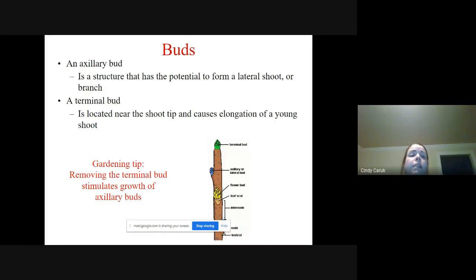Our buds, we have the terminal buds at the top. I'm sorry, I said axillary bud, but that's terminal buds at the top. And that is going to create your auxin. Auxin is the hormone that lets the plant grow toward light and grow taller. So if you want your plant to have more lateral growth, the axillary buds forming lateral shoots, you would have to take that terminal bud off.